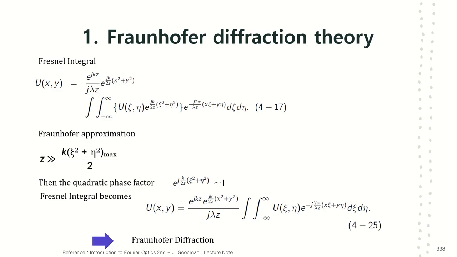Fraunhofer diffraction comes from the Fresnel integral. Equation 4.17 is the Fresnel integral. If z is much larger than k times (ξ² + η²) over 2, then the quadratic phase factor goes to 1, and the Fresnel integral becomes this last equation. This is Fraunhofer diffraction. Fraunhofer diffraction is proportional to the Fourier transformation of u(ξ, η), so we can calculate the diffraction pattern easily by using Fourier transformation.